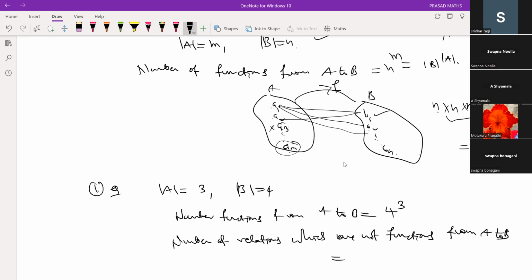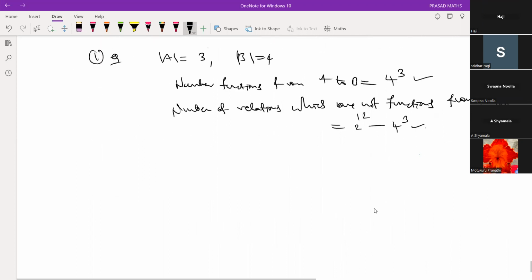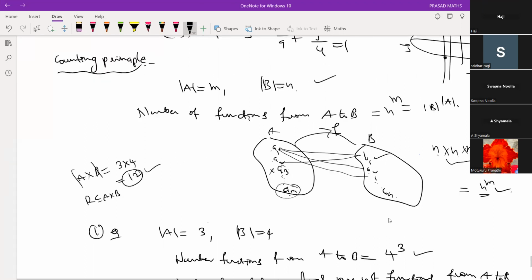We need relations and functions. How many relations first? What is A cross B? Cardinality 3 into 4, 12 elements. How many relations? 2 power 12. Total relations is 2 power 12, because the number of subsets of A cross B is 2 power 12. So the number of relations that are not functions is 2 power 12 minus the number of functions. How many functions? 4 cube. So the total is 2 power 12 minus 4 power 3. Right? So this is about functions.